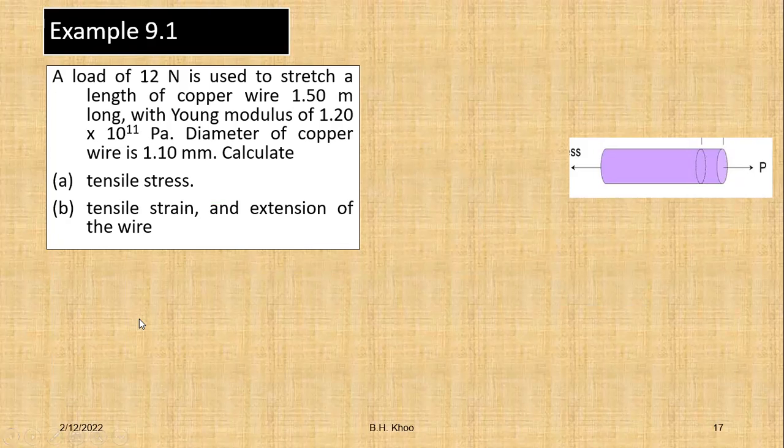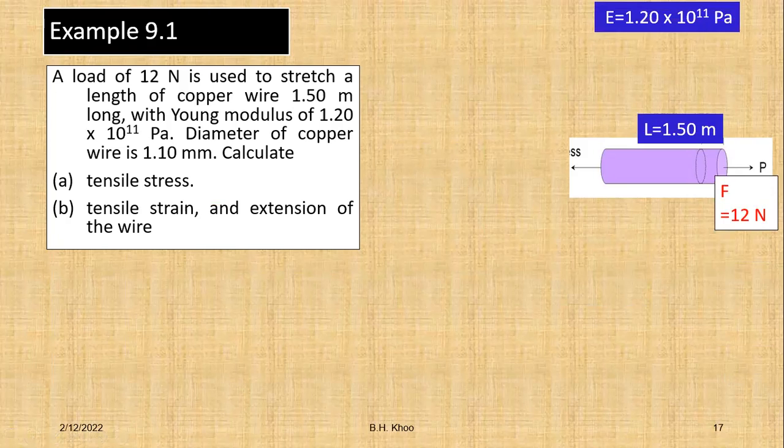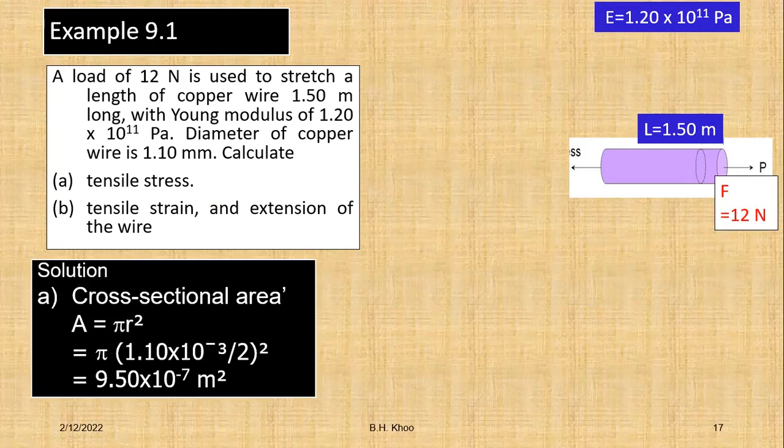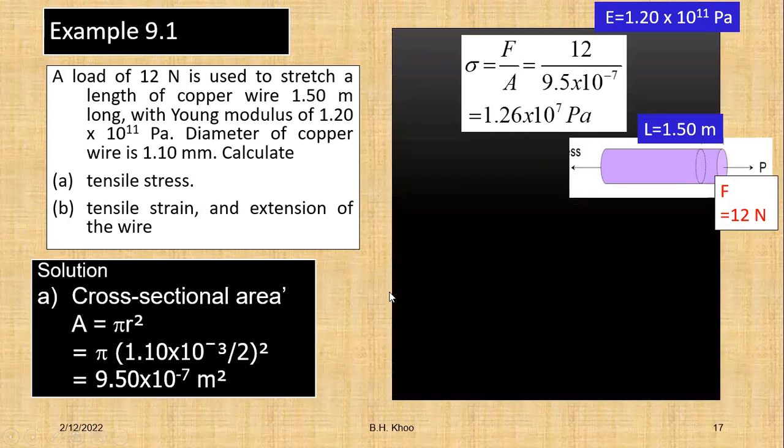Always go back to the formula. The given diameter, given force, that's a force. Have a picture in your mind. If you want to draw the original length, that's given, and Young's modulus is given. So for the diameter, you can calculate the area by pi r square. Change diameter to meter, divide by 2 to find the radius, and square it. Then go to the formula for stress, F over area, force over area. Force is 12 Newton, that's the area. Calculate that.